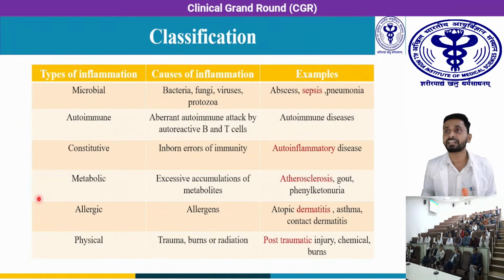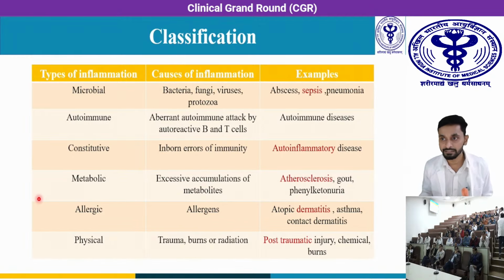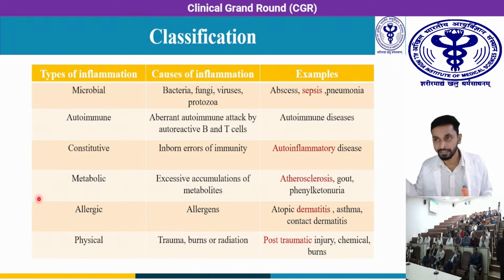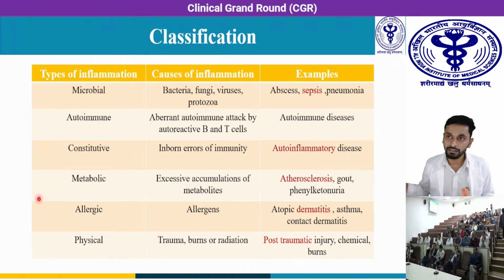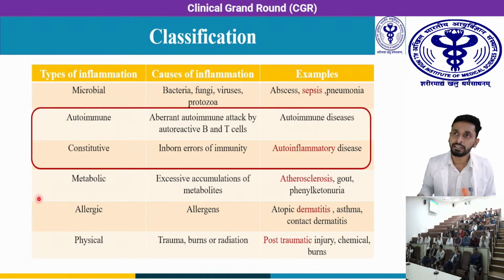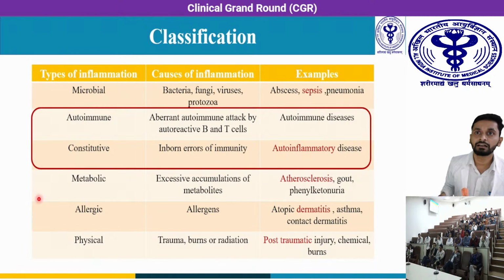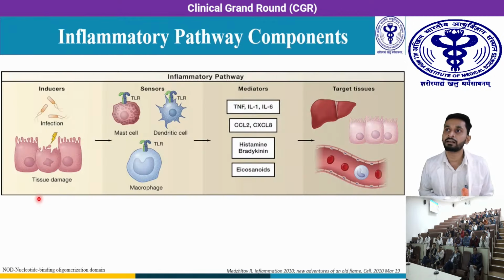So this is the classification based on the cause. It consists of microbial inflammation, autoimmune inflammation, constitutive inflammation, metabolic inflammation, allergic inflammation, and physical inflammation. Now recent studies have shown even simple psychological stress over a chronic time can cause increased inflammation. Even a short, rich fructose diet can increase mitochondrial inflammation. In today's CGR we will be concentrating on autoimmune and constitutive inflammation.